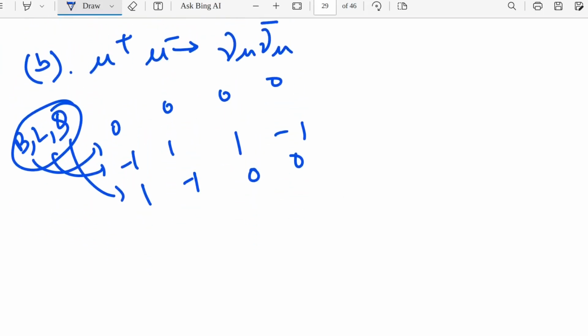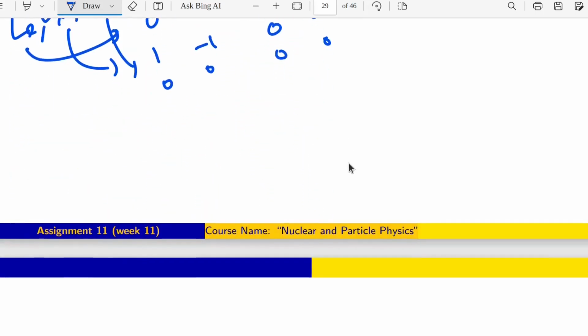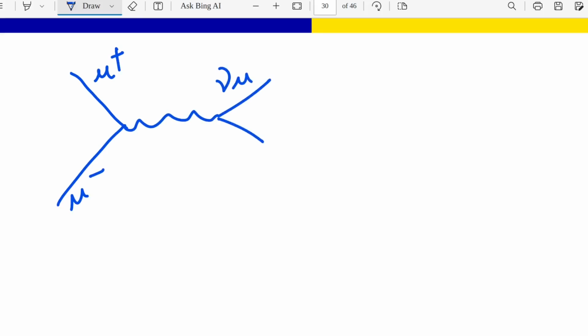Now as it is neutral, that means we have to calculate L e, L mu, L tau. L e is 0 0 1 minus 1, L mu is 1 minus 1 0 0, L tau is 0 0 0 0. These all are fine, that means that is allowed at least. So mu plus mu minus goes to mu bar. So how can it be possible? First of all, one possibility is mu plus mu minus to mu bar through Z.